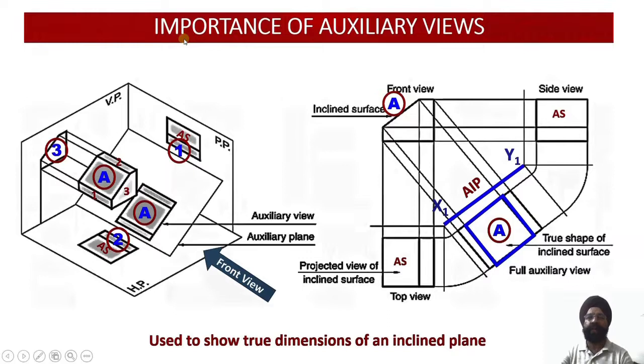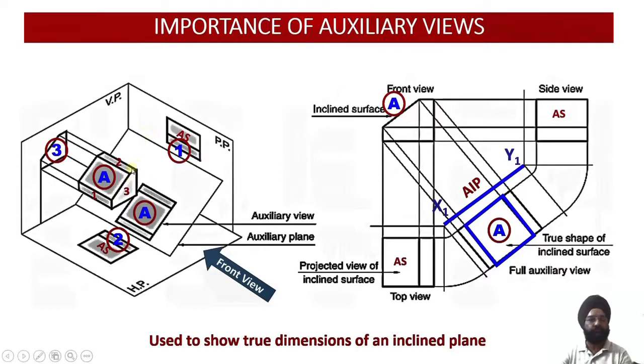Having understood the locations of AIP and AVP, let us now work out the importance of auxiliary planes or auxiliary views in engineering graphics. As I have already explained to you, there will be many surfaces on the components which are going to be inclined to either HP or VP.